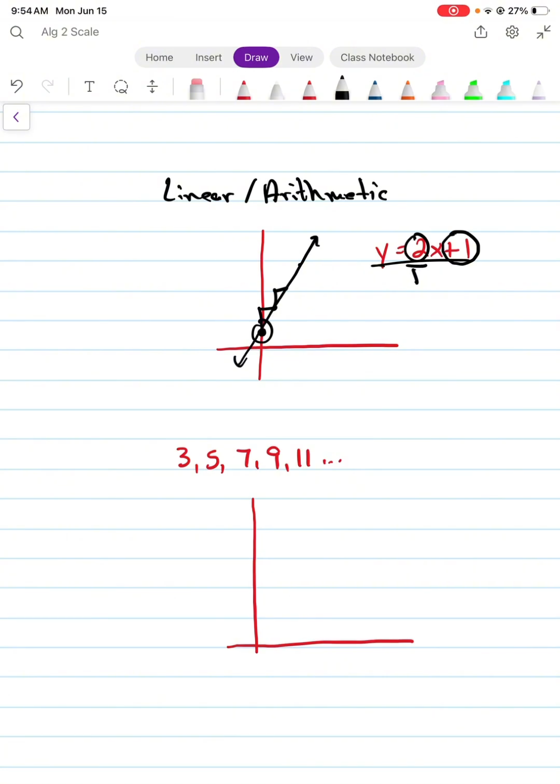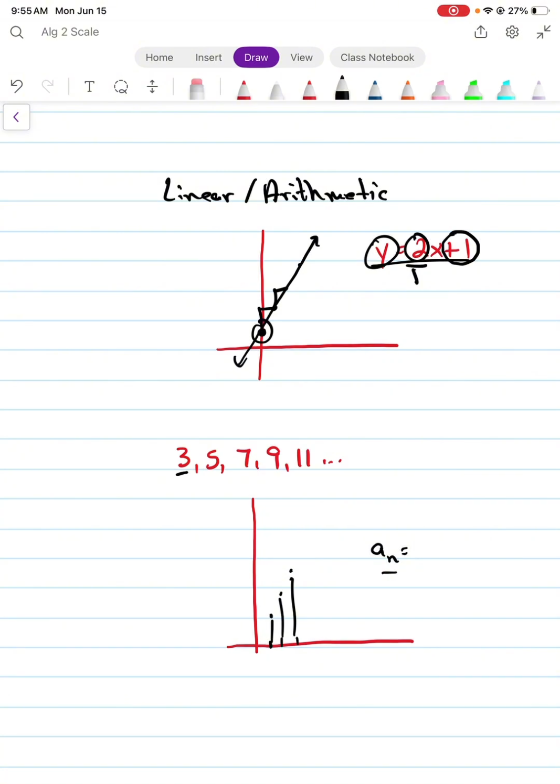Because again, let's look at the graph of this. Your first term here is 3. And the way we graph arithmetic sequences, we come over, our first term is 3, our second term is 5, our third term is 7. And we simply plot those as (1, 3), (2, 5), (3, 7), and so on and so forth. Well, in order to find the equation of an arithmetic sequence, instead of using y, we usually use the notation a sub n or b sub n or c sub n, whatever letter we want to use.